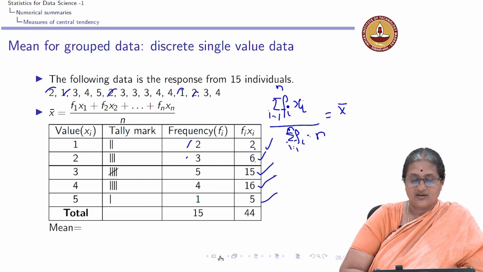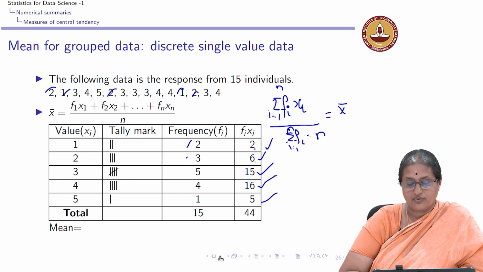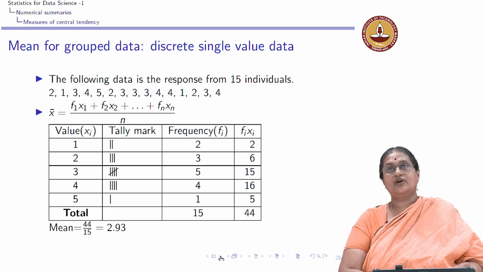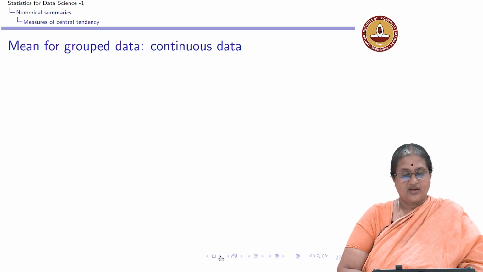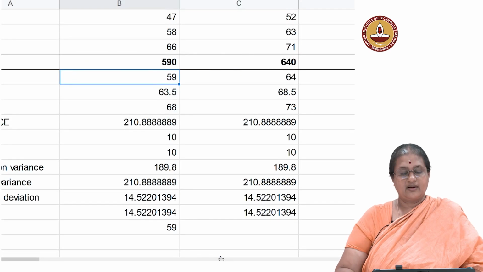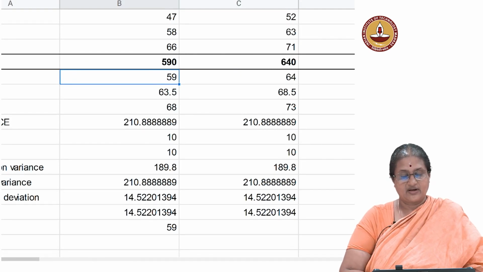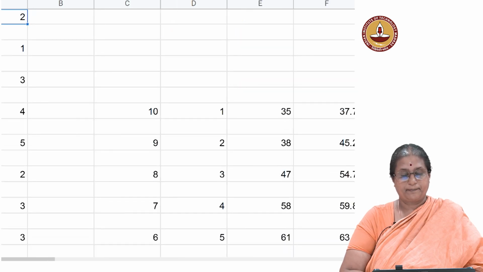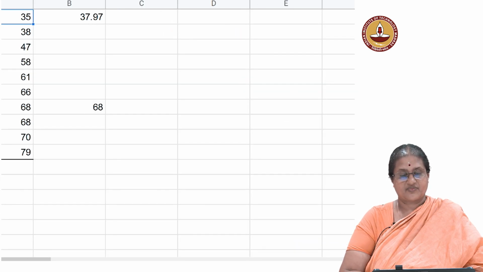So the mean here is going to be 44 divided by 15, which is equal to 2.93. Now if I go back and type in the same data in a particular sheet, I add a sheet, I just type in this data.